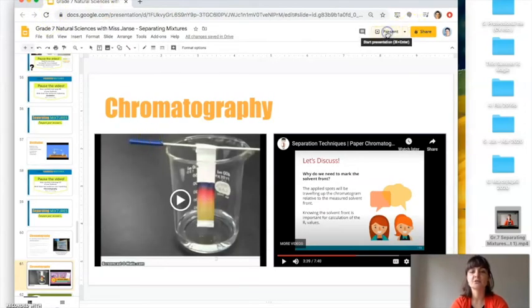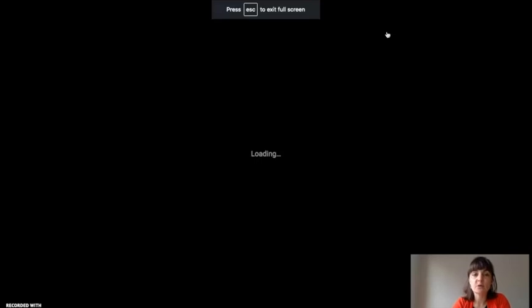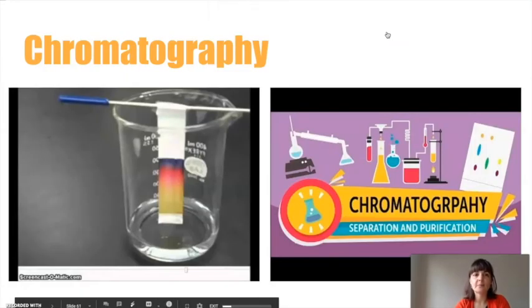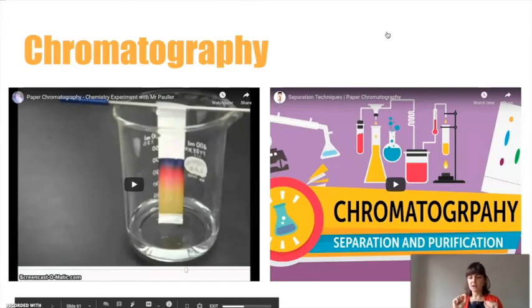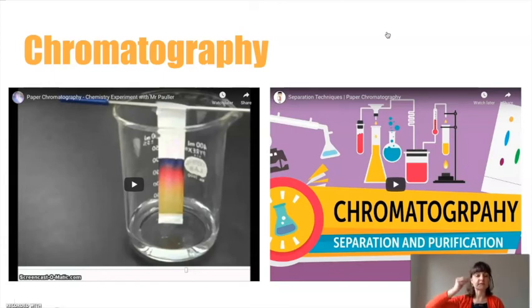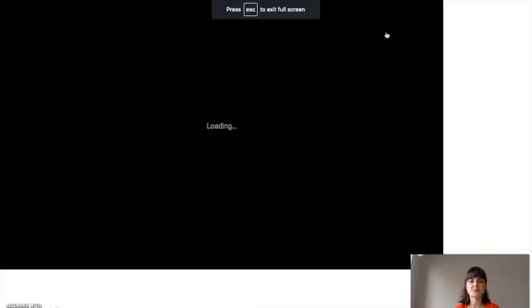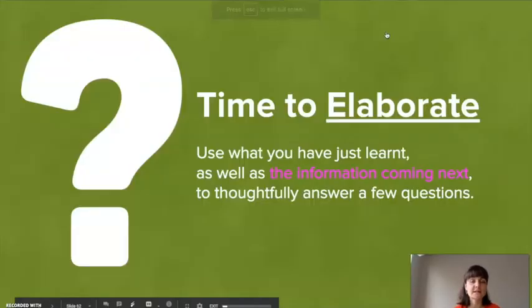But I did want you to see the difference between all those colors, because if you remember, you had all the different colored dots on the bottom, and as the water was traveling through the paper, it was dragging along different color pigments at different speeds. Like the guy said in the experiment, the lighter the pigments, the easier it was for them to travel up. So that's why you saw some colors were traveling higher and some were staying at the bottom. And that is chromatography. So you are elaborating on what you've just learned as well as what I am about to share with you.